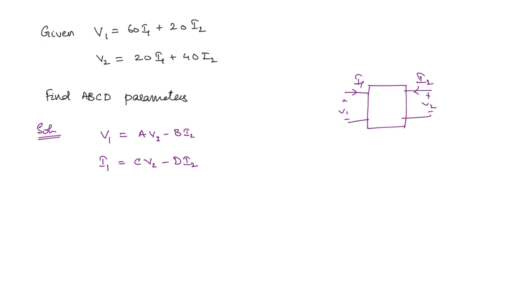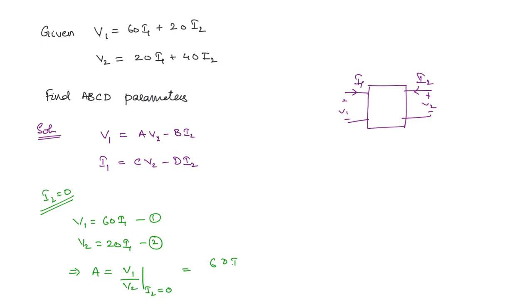Okay. So first we will take I2 is equal to 0. Then what will happen to these equations, V1 and V2, the Z parameter equations? We will write V1 is equal to 60 I1. This will be the first equation, and V2 is equal to 20 I1. This is the second equation. So from here you are going to get what is A? V1 by V2 when I2 is equal to 0. This will give you V1 is 60 I1 and V2 is 20 I1. So you're going to get 3. A is equal to 3.